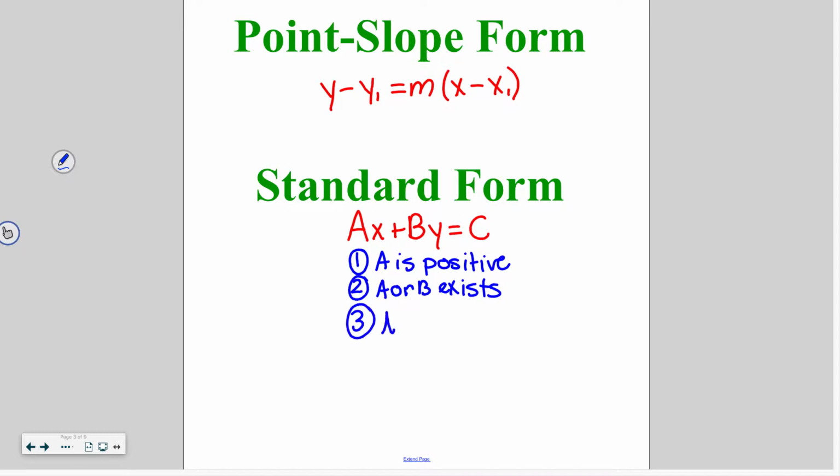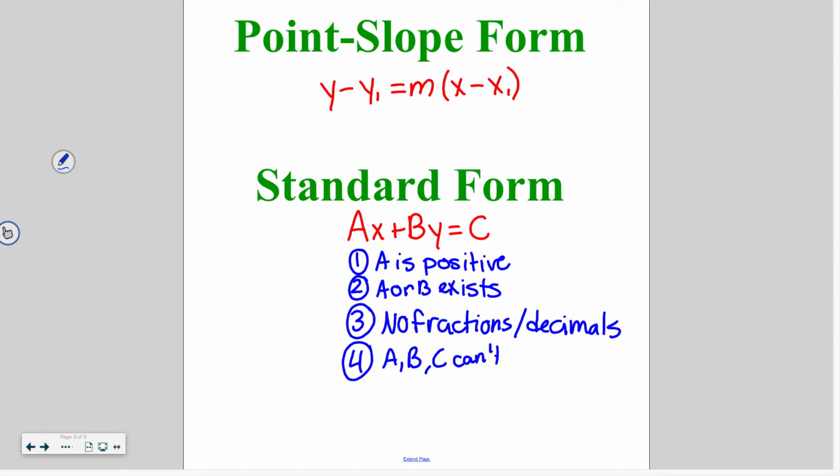3 is no fractions or decimals in the equation, and we're going to talk about how to get rid of fractions in this video. You're not going to have to worry about decimals. We're not going to deal with those in this section. And then number 4 is a, b, and c can't be reduced, which means that we can't divide a, b, and c by the same number. So again, we're going to be going from point slope form and converting it into standard form.